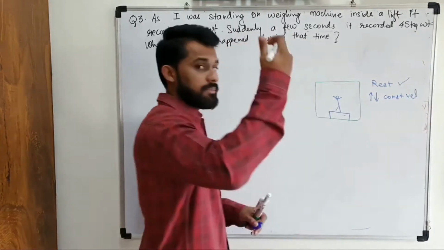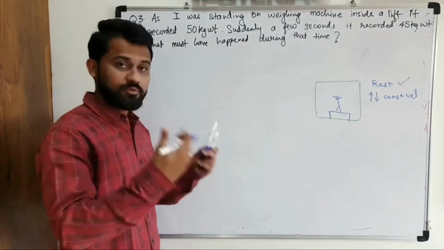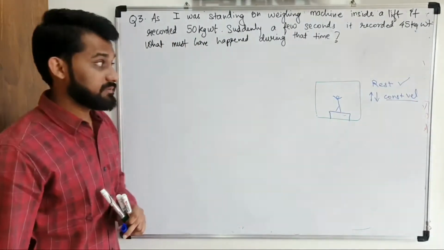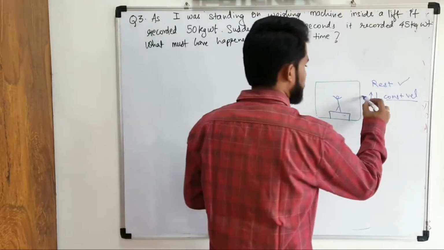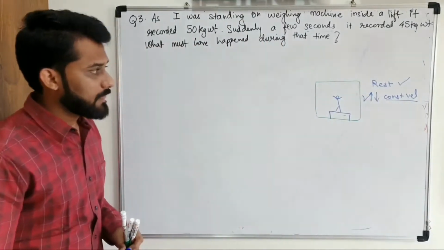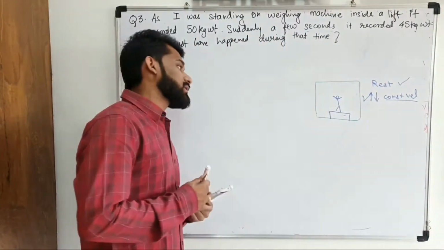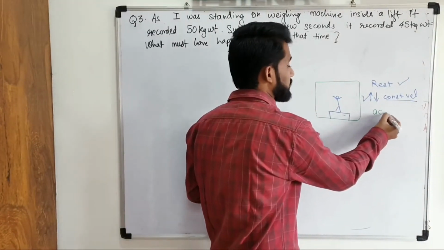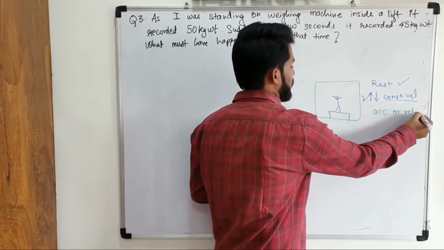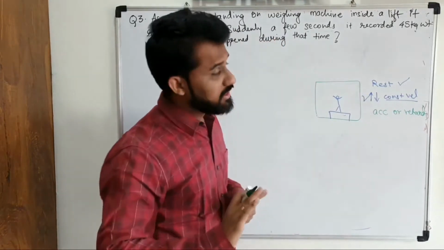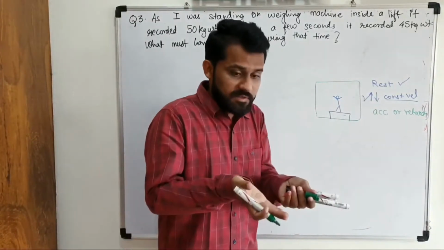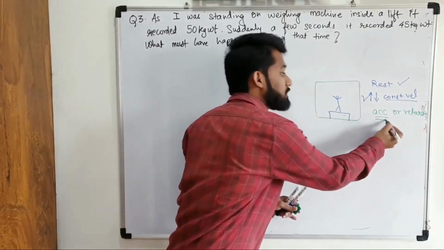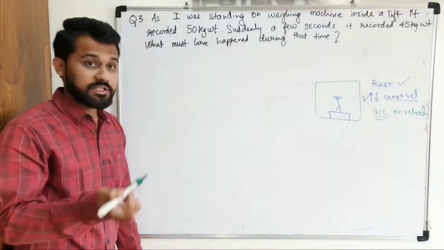If the lift is moving up or moving down, that is not important. Lift is moving in any direction with constant velocity. If the lift is moving in any direction with constant velocity, the reading will remain the same. The change in the reading only occurs when the lift starts accelerating or retarding. So remember, the direction of velocity, whether the lift is moving up or going down, is not important. The direction of acceleration is important to calculate the change.